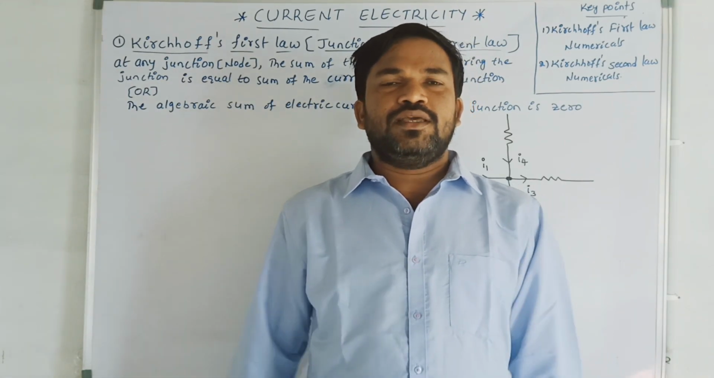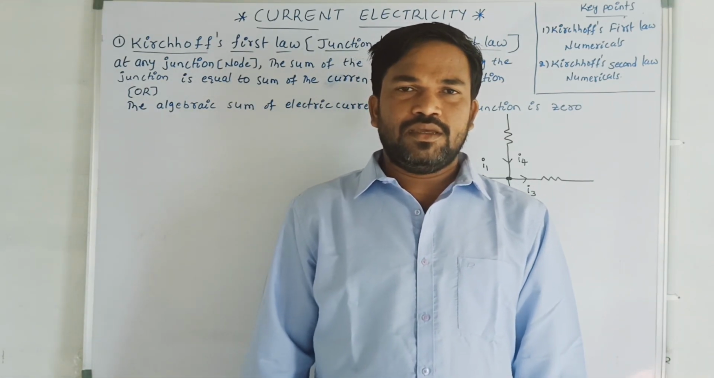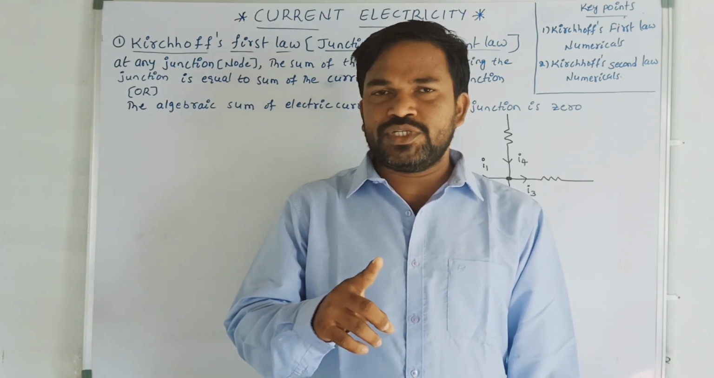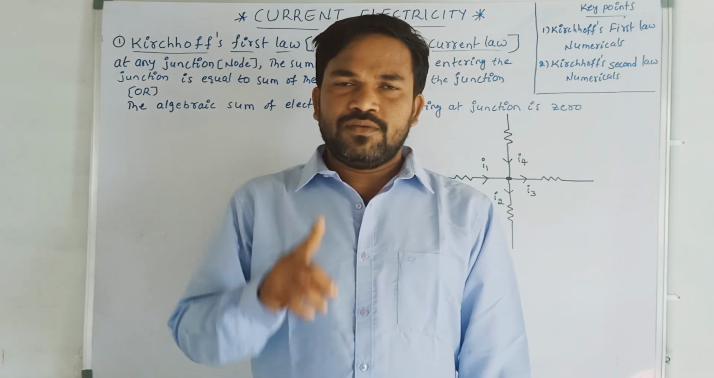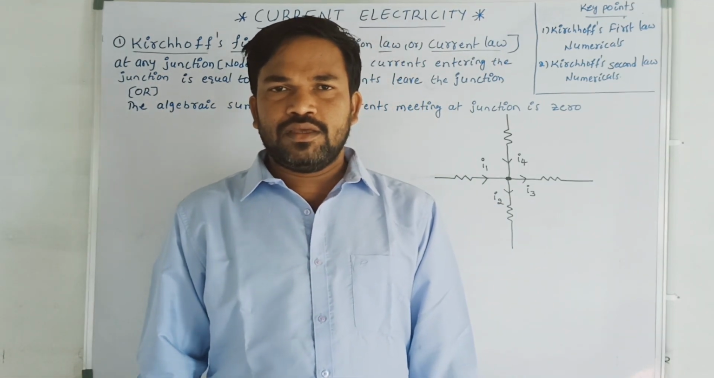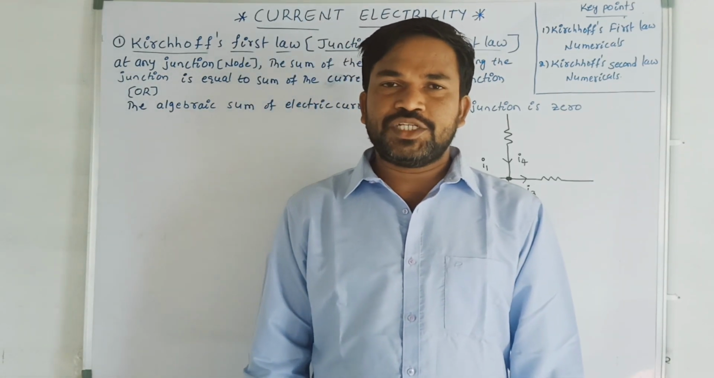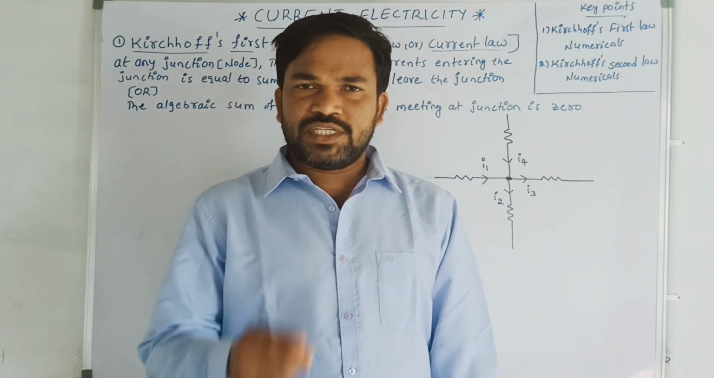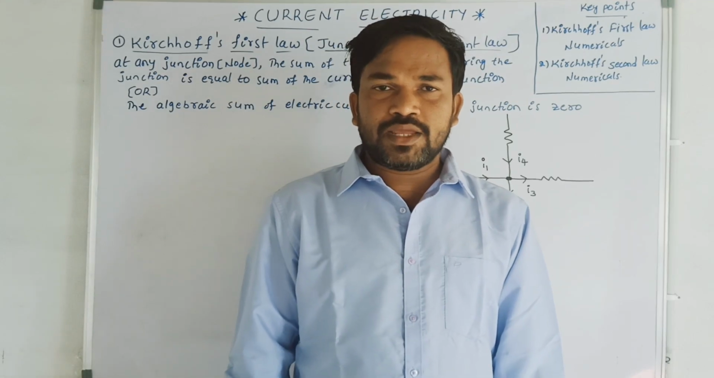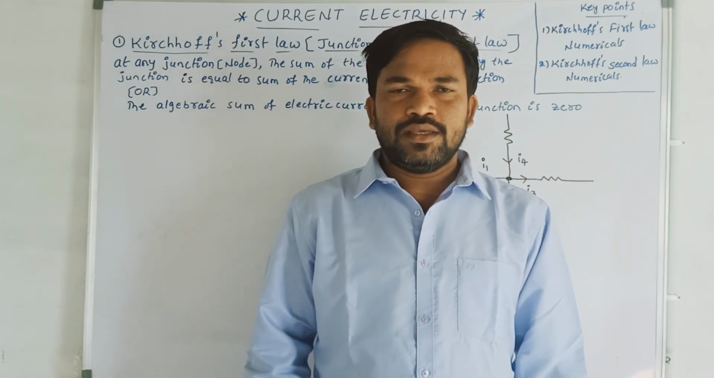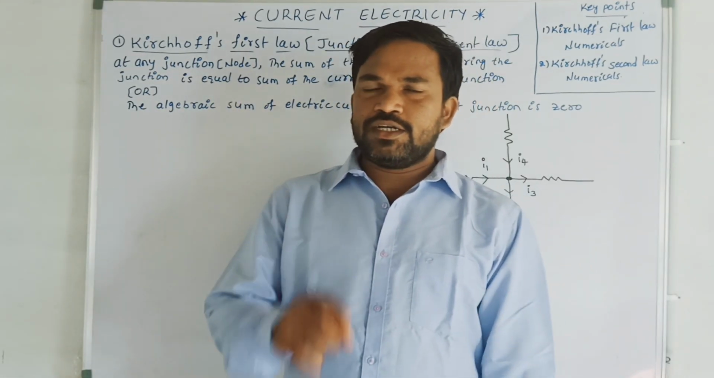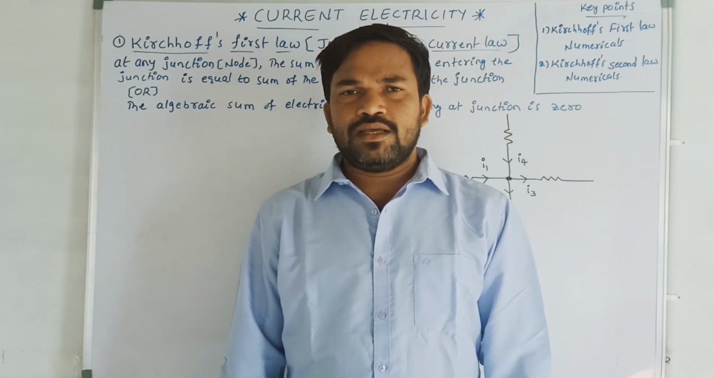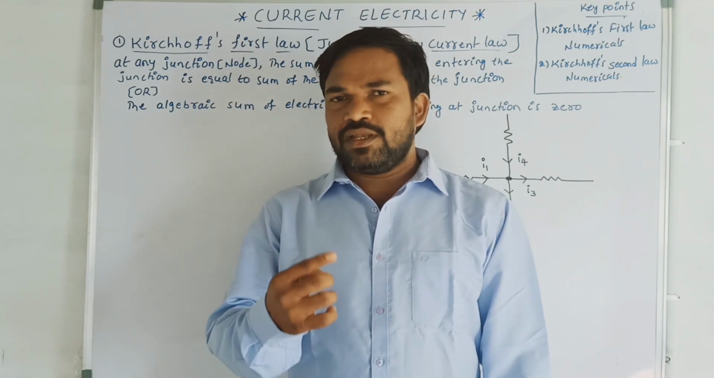Those laws are known as Kirchhoff's laws. One is known as Kirchhoff's first law, which is also called the current law or junction law. The second is known as Kirchhoff's second law, which is also known as the loop law or voltage law. Straight away we are going to discuss Kirchhoff's first law. What is Kirchhoff's first law? It is also called the current law or junction law.